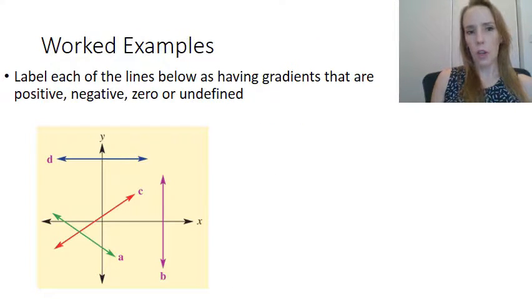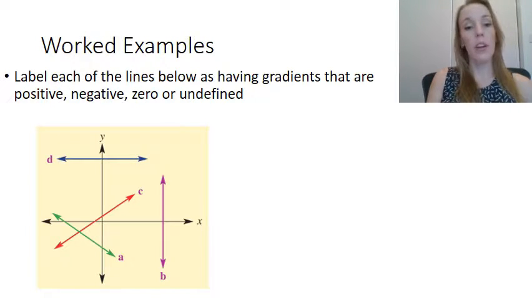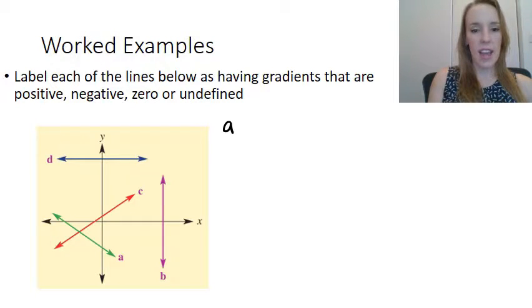Okay, sorry, I did actually record this slide already, and then I pressed a button and everything disappeared, so I'm just going to re-record it. So if I've jittered a bit, that's why. So A is our green line here, B is our purple line, C is red, and D is blue.